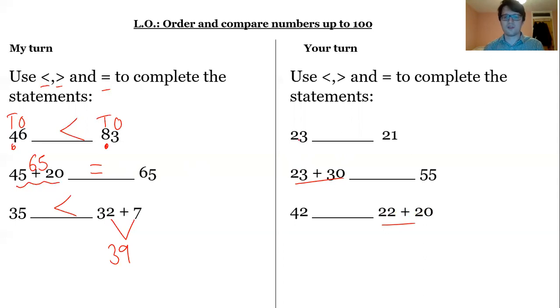Okay, well, you can see straight away 23 is larger than 21. It's got more ones. If we add these up, then we get 53, which is smaller than 55. And then over here, we've got 22 add 20 gives me 42 and 42. So these two are equal.